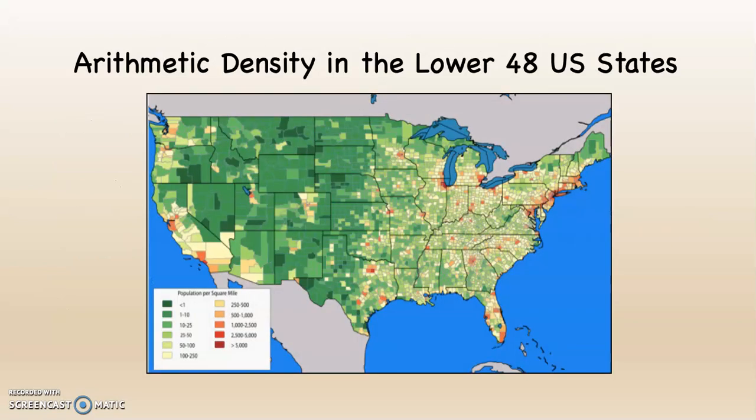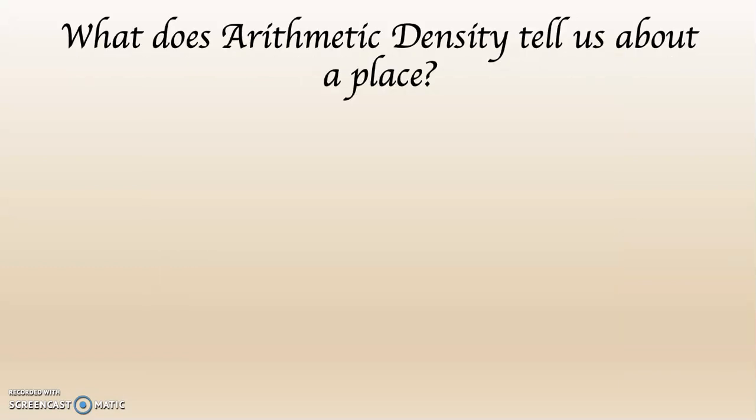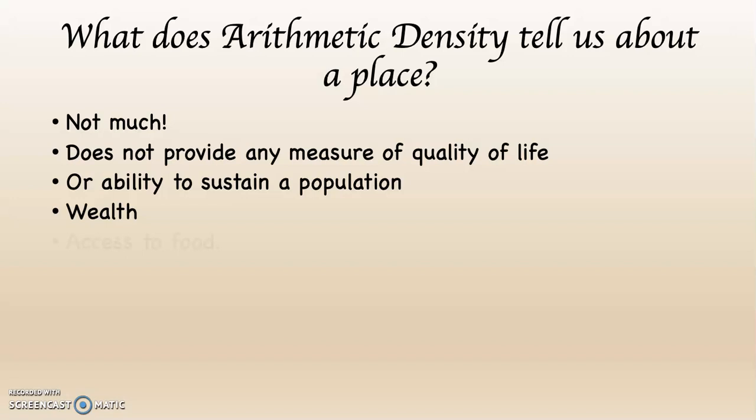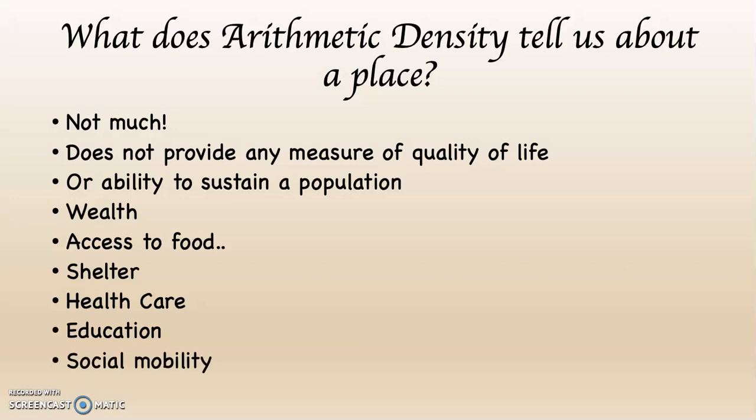This is the arithmetic density of the lower 48 US states. The darker the green, the fewer the people, and then as you move towards red or rust, the more people per square mile. You can see the western central part of the United States, not a lot of people. Eastern part of the US, many more people in terms of arithmetic density. What does arithmetic density tell us about a place? Well, not much. It doesn't provide any measure of quality of life or ability to sustain a population or wealth, access to food, shelter, healthcare, education, social mobility.